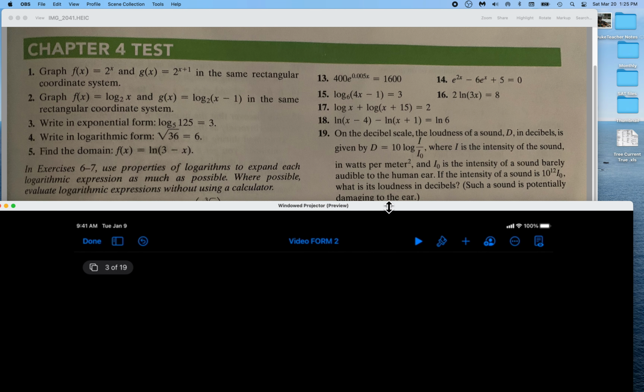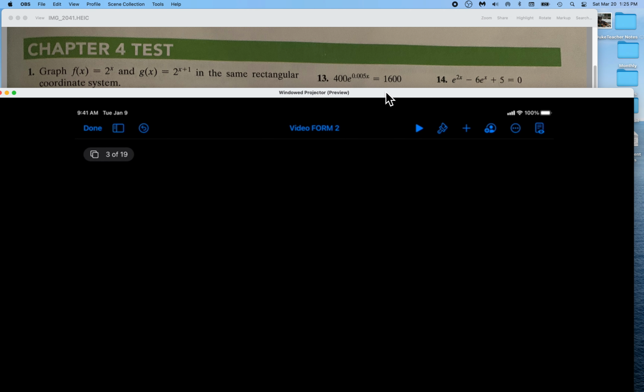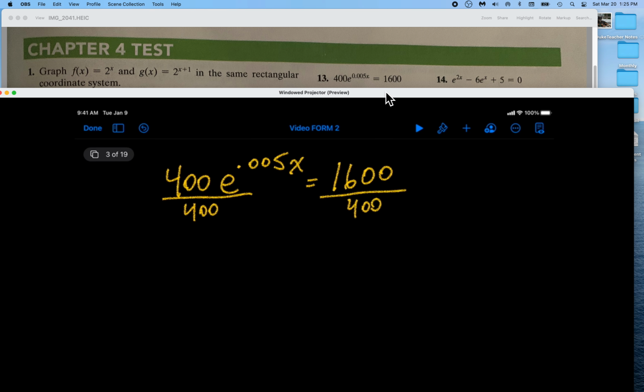Number 13. 400 e to the 0.005x equals 1600. First thing I'm going to do here is divide both sides by 400. I'm going to cross off these two zeros. This becomes 4. So I'm going to rewrite this as e to the 0.005x equals 4.